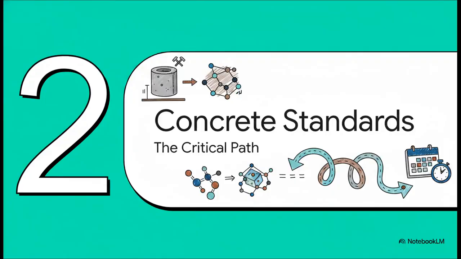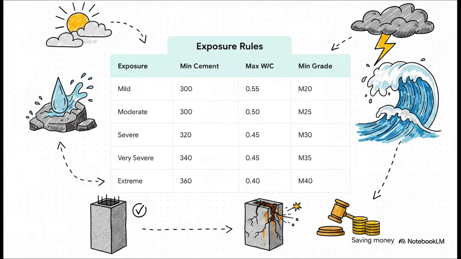Moving right along to Section 2, Concrete Quality and Standards, Material Science on the Critical Path. When we dig into the IS 456 exposure rules, pay special attention to those extreme exposure parameters. Environmental exposure directly dictates the chemical makeup of your concrete. From mild all the way up to extreme exposure, there are exact parameters for minimum cement weight, maximum free water to cement ratios, and the minimum grade of reinforced concrete.